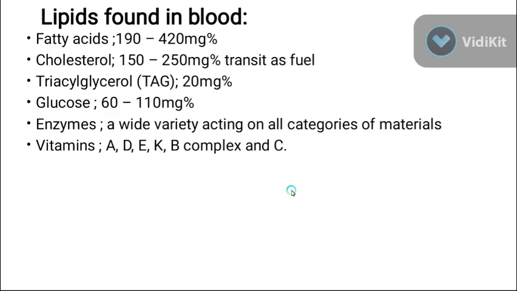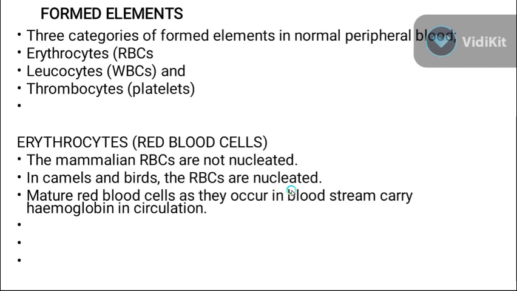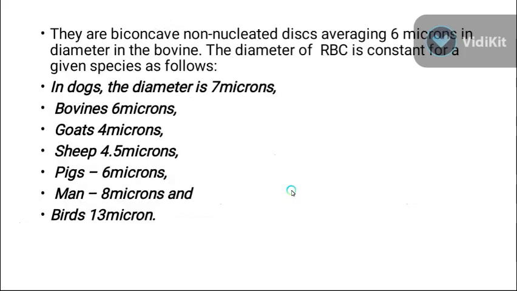Formed elements. There are 3 categories of formed elements in normal peripheral blood: erythrocytes, RBCs; leukocytes, WBCs; and thrombocytes, platelets. Erythrocytes, red blood cells. The mammalian RBCs are not nucleated. In camels and birds, the RBCs are nucleated. Mature red blood cells as they occur in the bloodstream carry hemoglobin in circulation. They are biconcave non-nucleated discs averaging 6 microns in diameter in the bovine.